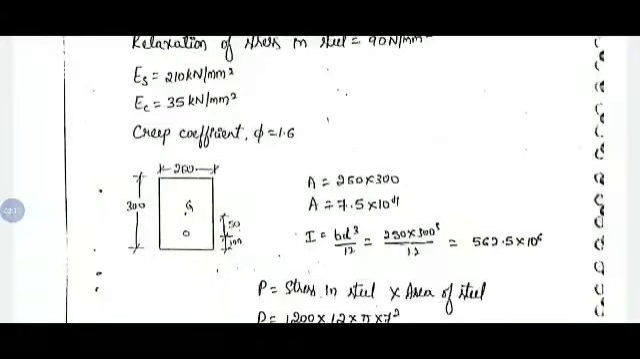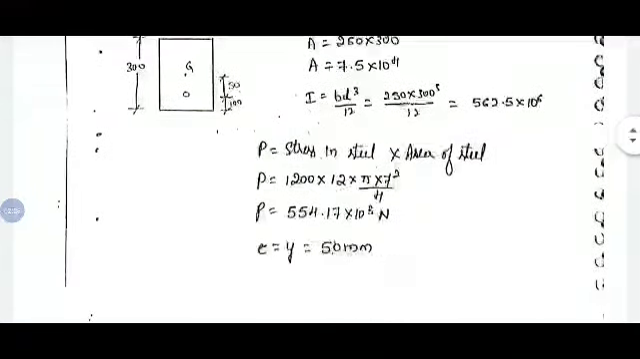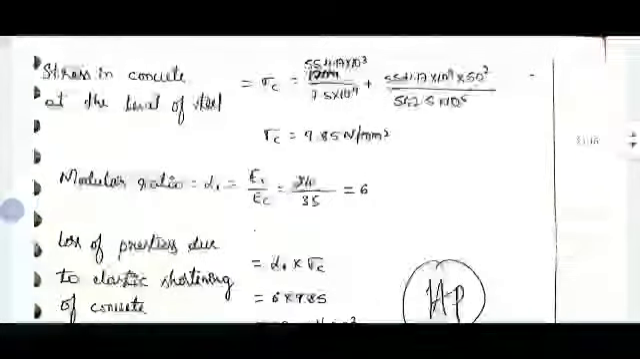Area of cross section, moment of inertia, and pre-stressing force, it is stress in steel into area of steel. Stress in steel is 1200, and area is the area of 7 mm diameter wires of 12 numbers. Then eccentricity, since it is a straight tendon, both e and y will be same. Substitute in the formula P by A plus M by I into y, we will get the sigma c value. Modular ratio Es by Ec, we will get 6.